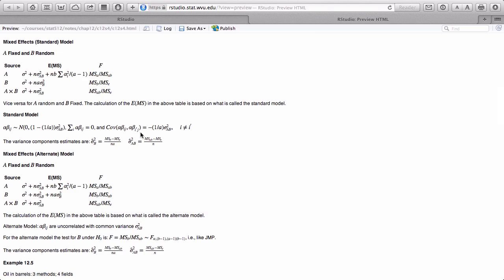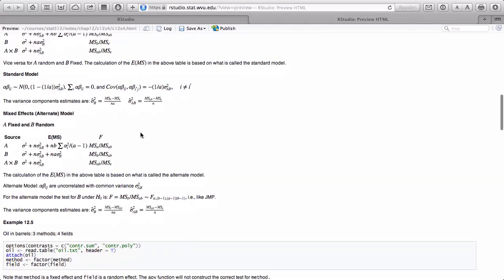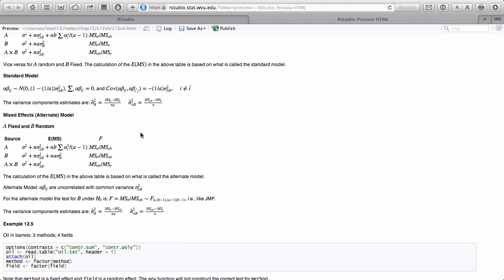Now, which one is more realistic? The alternate model, I would say, is making more assumptions than the standard model. But when you write software, in principle in R we could do it any way we want, but when we write software, we have to make a choice. And JMP made the choice to use the alternate model. I need to actually check what SAS uses, but I suspect they use the alternate model and JMP does, but I need to check that.